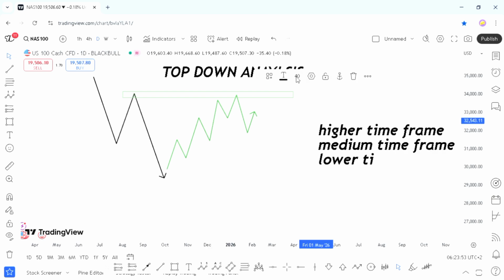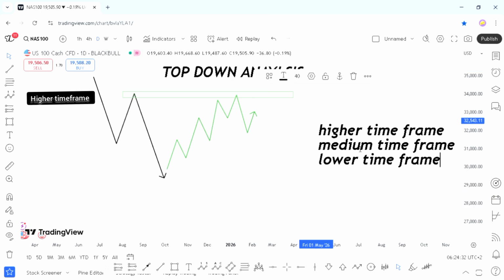The lower time frame. So guys, these are the three major time frames that you're gonna be needing to do your top down analysis. It doesn't matter what type of trader you are, whether you are a scalper, intraday trader, swing trader. These three time frames are the ones that you're gonna be needing to do your top down analysis. Okay, so no matter what you trade, or no matter what type of trader you are, you need three major time frames, which we have right here.